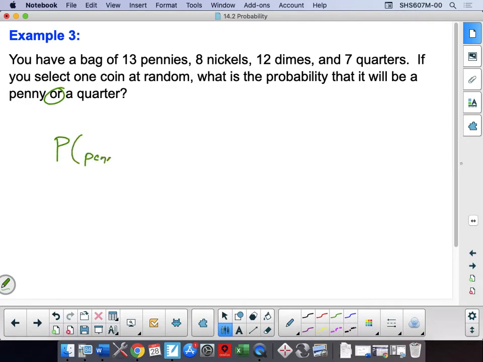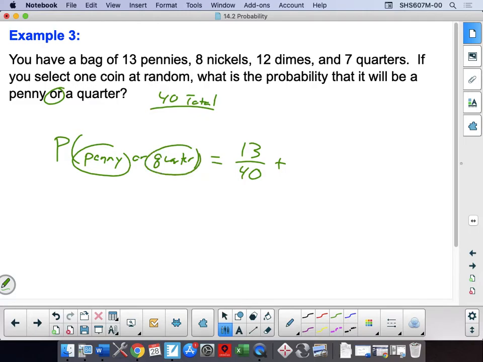So there's 40 total coins. That matters, right? I need to have my total. How do you find pennies? There's 13 pennies out of 40 total. Or, you told me, is add, so we add. Quarters, there's 7. Are quarters affected by my pennies? No. Is a quarter the same as a penny? No. Because these are completely mutually exclusive, they don't depend upon each other, so this is just going to end up being 7 out of, if I add these up, what do I get?